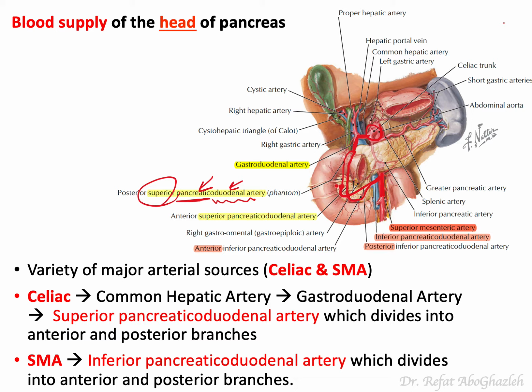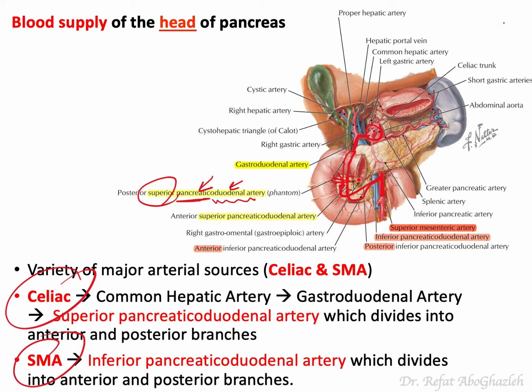the posterior one. So I would say that the superior pancreaticoduodenal artery and the inferior pancreaticoduodenal arteries, they anastomose between the right lateral border of the head of pancreas and the duodenum here. It creates a kind of anastomosis here. So ultimately from celiac and superior mesenteric through the blood vessels that we mentioned.